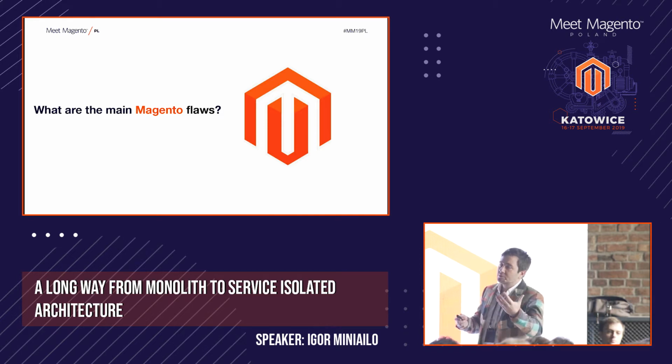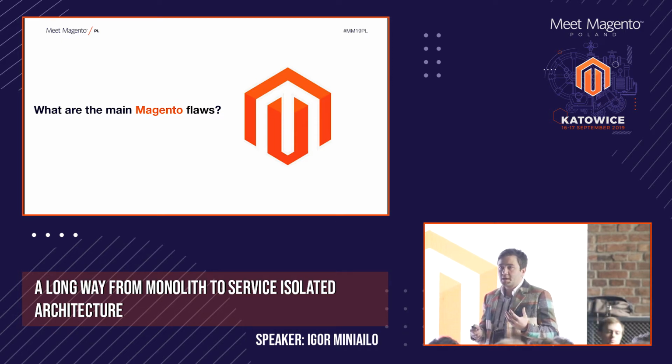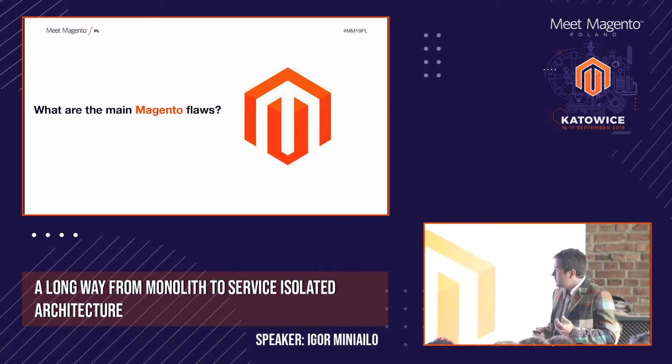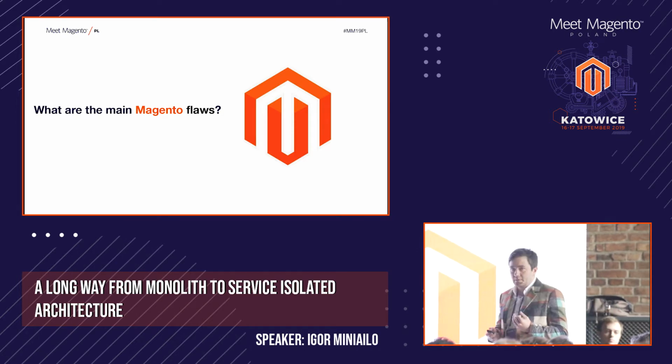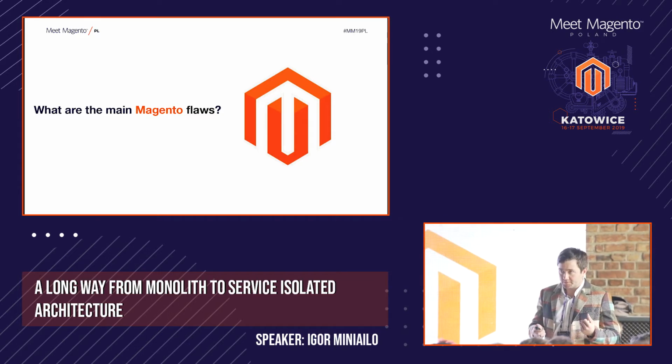But such projects, especially such a big project and initiative, should be responding to some business desires and business requirements. So let's consider what particular problems the initiative of decoupling the monolith into microservices actually answers. What are the main Magento issues and difficulties you are currently struggling with?